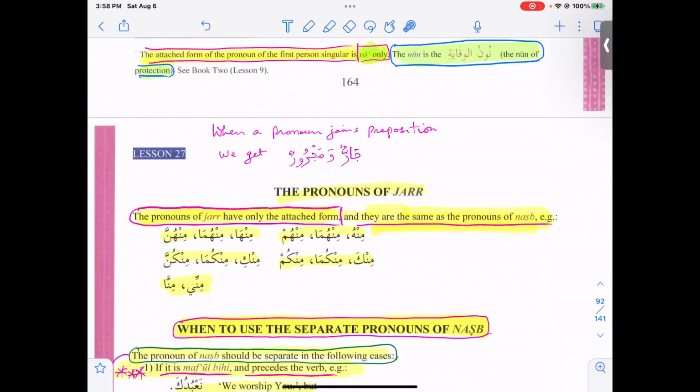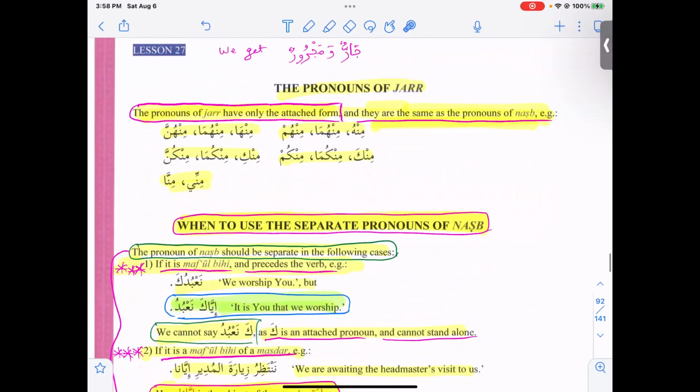Inshallah. See? Minhu, minhuma, minhum. See? Minhu, what is this? Jar majrur. Minhuma, jar majrur. Minha, minhuma, minhunna. The pronoun of jar has only the attached form. That's all. They are the same as pronoun of nasab: hu, huma, hum, ha, huma, hunna, ka, kuma, kum, ki, kuma, kunna, ya, na. So these can be used for nasab. If you attach them to a verb, it will be nasab. If you attach them to a preposition, it will be jar majrur. Did you get the idea?